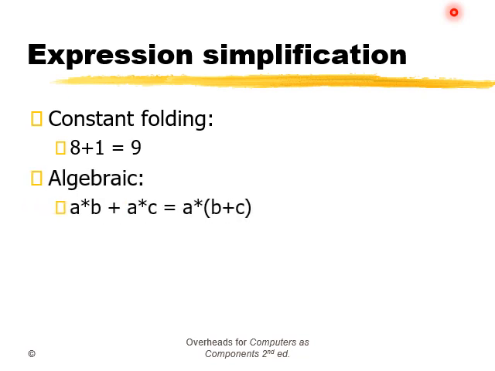Number two is algebraic simplification. We can use laws of algebra to simplify expressions. Consider the following expression: a multiplied by b plus a multiplied by c is equal to a multiplied by (b plus c), which is like the distributive property. In one case we have three operations, a multiply b plus a multiply c, whereas in the latter expression we have just two operations, a multiply (b plus c). Since the new expression has only two operations rather than three of the original form, it is almost certainly cheaper because it is both faster and smaller.